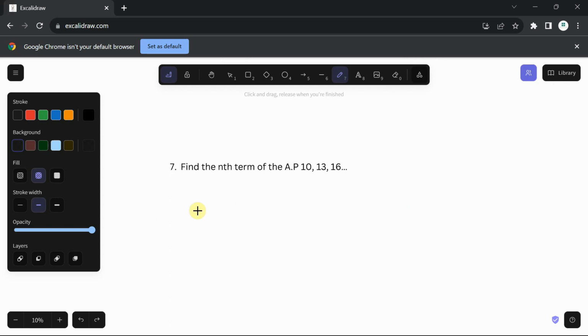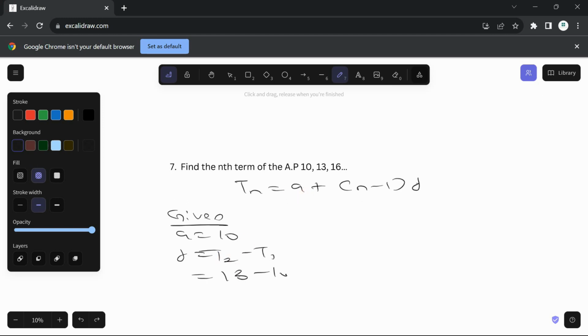So in this particular question, our Tn is a plus (n minus 1) multiplied by d. So what are we given? Our a to be 10, our d to be t2 minus t1. Always write the formula while you achieve anything. So this is 13 minus 10, which is what? 3. So our Tn here is 10 plus (n minus 1) multiplied by our d here, which is 3, right?